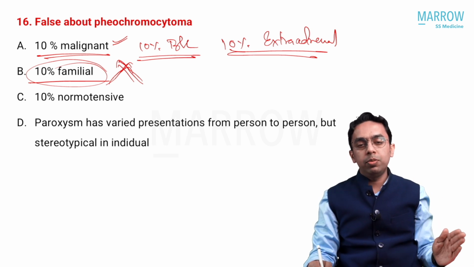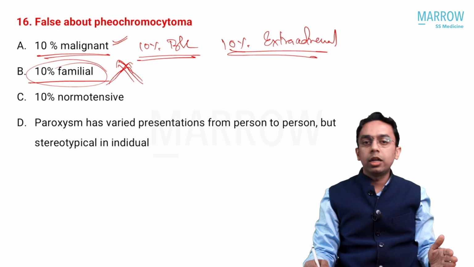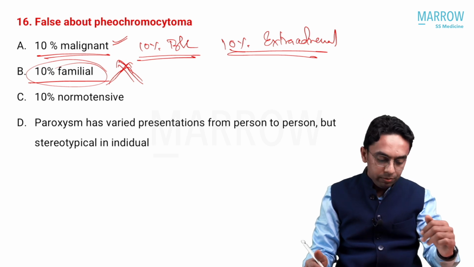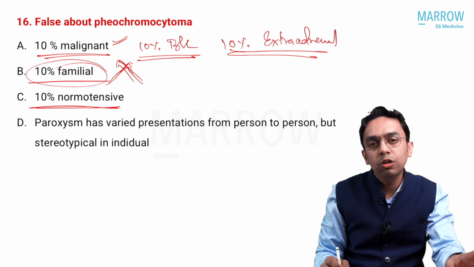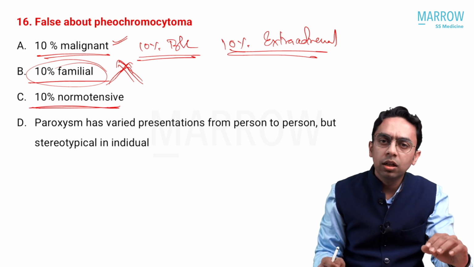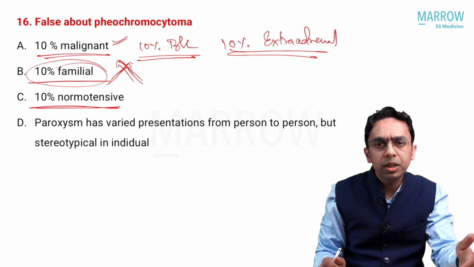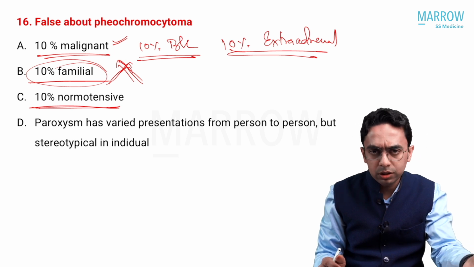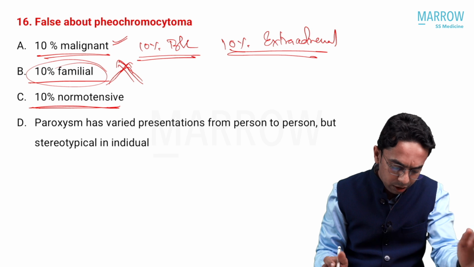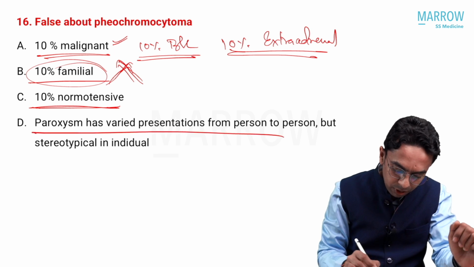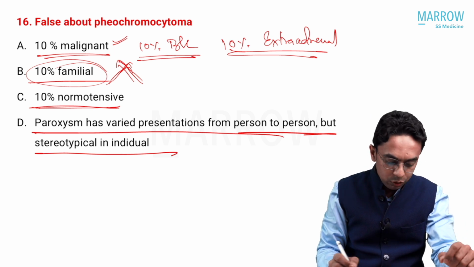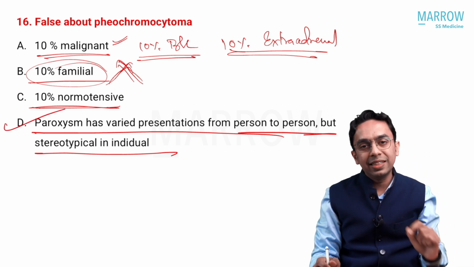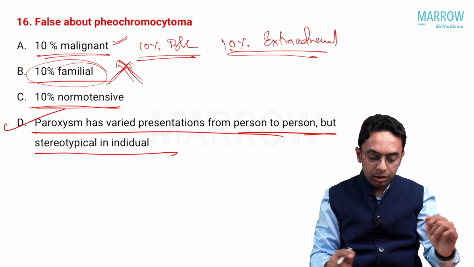This we know. 10% are familial is absolutely wrong, as more and more genes are being discovered. Up to 40% of these pheochromocytomas are familial. 10% are normotensive, this I have told you, around 10 to 15% of patients are normotensive, and even patients can have orthostatic hypotension, as we just discussed. That is why diuretics should not be given. And paroxysm has varied presentation from person to person, but stereotypical in an individual. This is right, an exact line picked up from Williams.